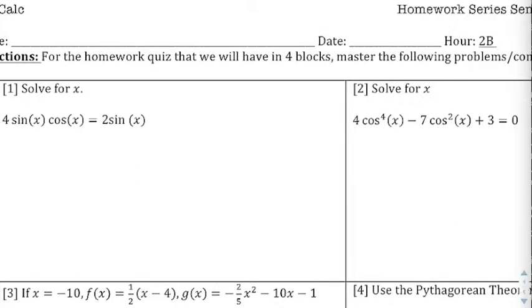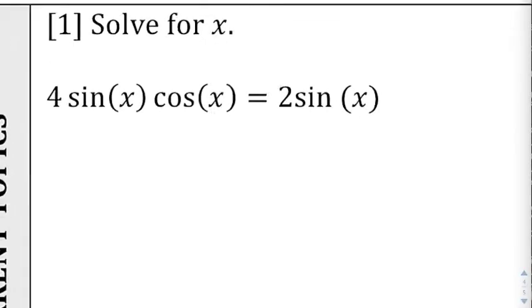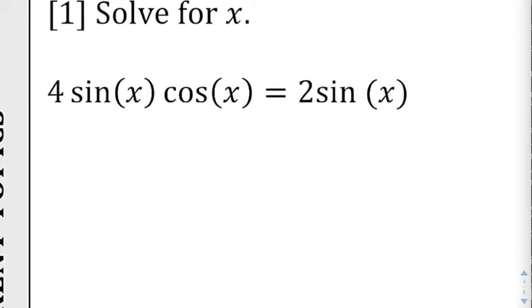Finally made it. This is key number 4. Let's do it. All right. So we have to solve for x. Let's first take a look at what we got here. We got sine x, we got cosine x. We got a whole bunch of stuff going on here. So let's first realize we're trying to solve for x here. We have 4 sine x cosine x equals 2 sine of x.